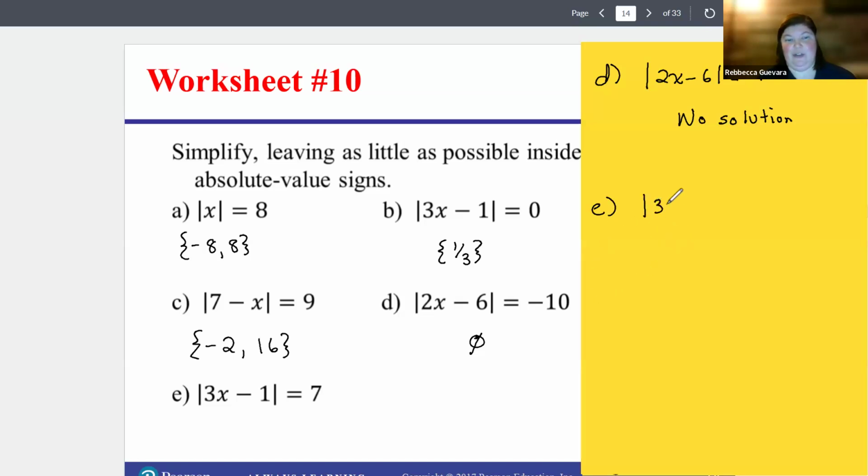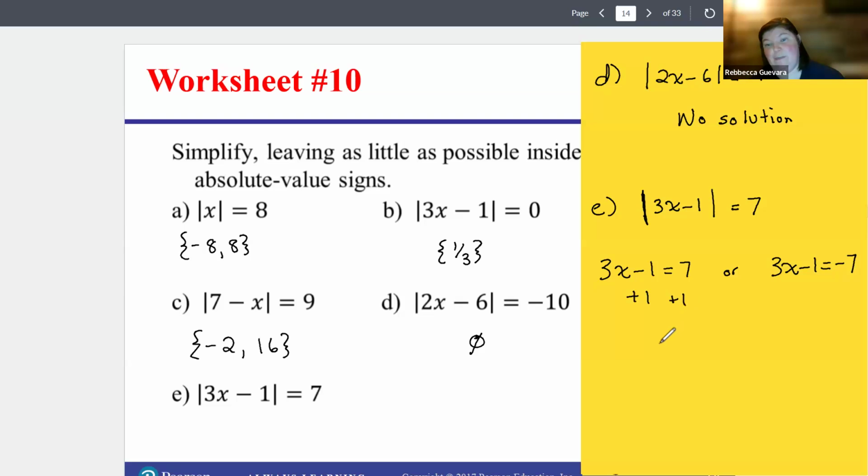E, we have absolute value of 3x minus 1 is equal to 7. Did we redo this one? No, we did not do this one. It looked very similar to one we had done. So we have two options here because it's equal to a positive number. 3x minus 1 equals 7, or 3x minus 1 is equal to negative 7. So 3x minus 1 equals 7. If we solve it for x, add 1 to both sides, I'm going to have 3x is equal to 8. Then I'm going to divide both sides by 3, and I have x is equal to 8 over 3.